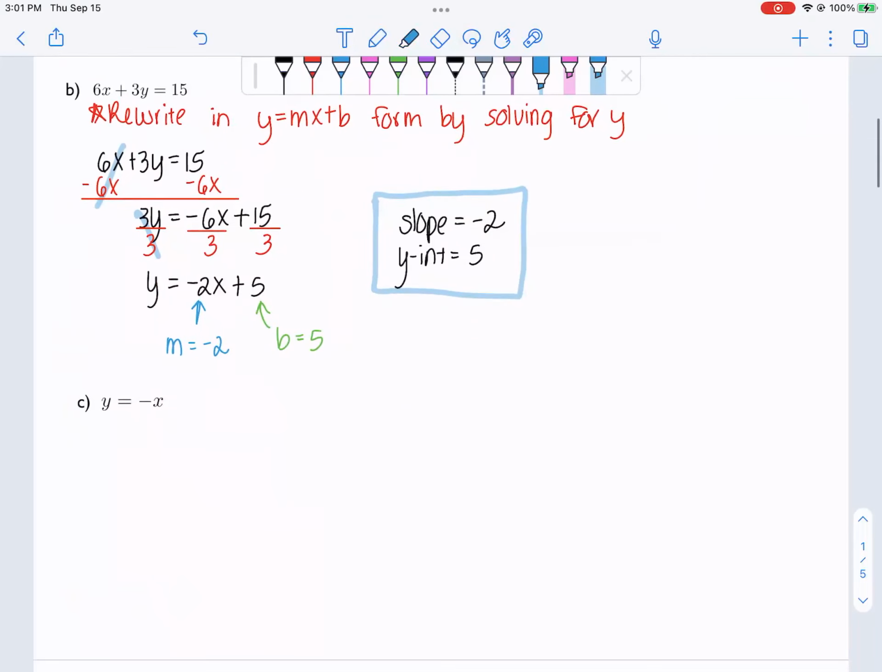One more example here. Y is equal to negative x. This one's a little bit weird, right? Because really, the way that this is to be interpreted is more like this. Y equals negative 1x plus 0. These are the same statement. Negative x is the same thing as negative 1x plus 0. But when you write it this way, it's easier to figure out what the slope and y-intercept are. So here, the m value is negative 1. The b value is 0. So our slope is negative 1, and our y-intercept is 0.